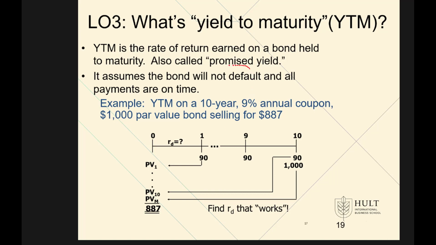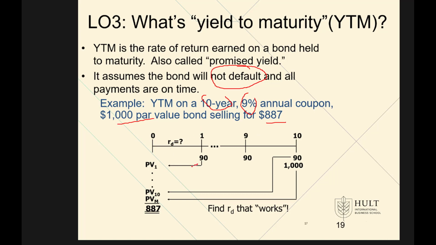There is a risk of default on all bonds, hopefully not U.S. T-bills, but all corporate bonds have a risk. It could be a small risk or it could be a large risk, but there is a risk of default. So what happens with an example is here below, and we have a 10-year bond, 9% coupon, $1,000 par, selling for $887, right? So these, again, are the parameters of the bond, and here's a picture of the cash flows.